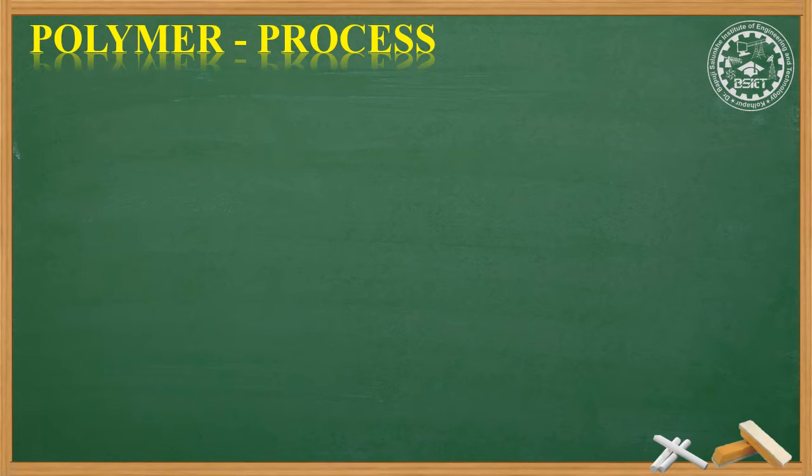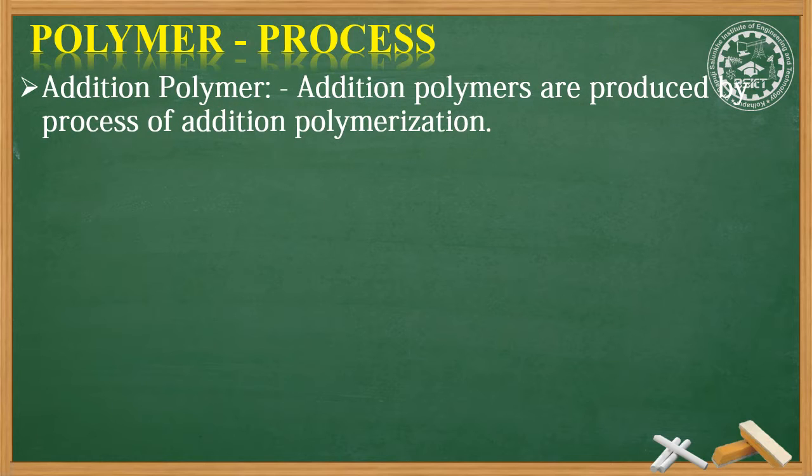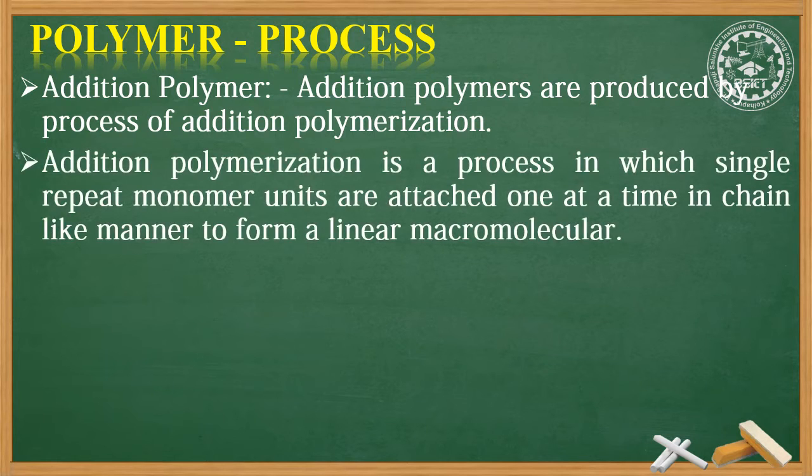Now, what are the different processes through which we can form a polymer? The first process is addition polymer. Addition polymers are produced by the process of addition polymerization. Now, addition polymerization is a process in which single repeat monomer units are attached one at a time in a chain-like manner to form a linear macromolecule. So it is going to be addition of many monomers, and these many monomers come together to form a polymer, and that is the reason it is known as addition polymerization.